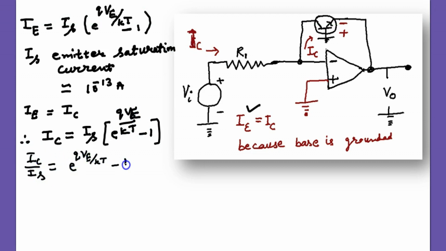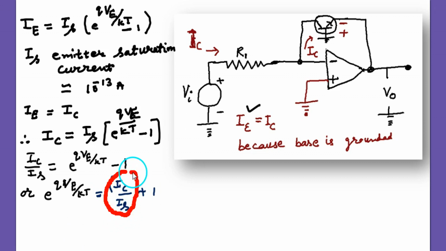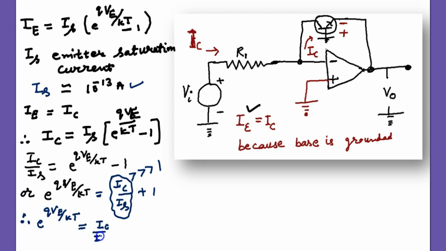So IS is taken to this side. Now this value will be greater than 1. You know why? Because the denominator is very small, as IS is approximately 10 raised to the power minus 13 ampere. So this is very large, and 1 may be neglected as compared to this.